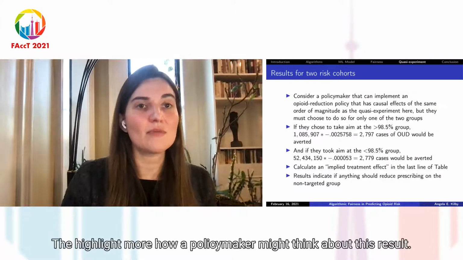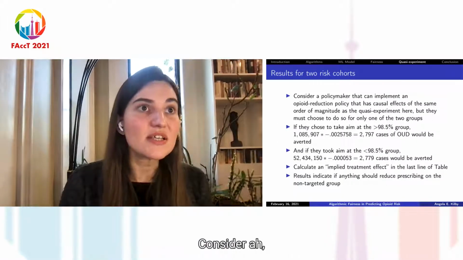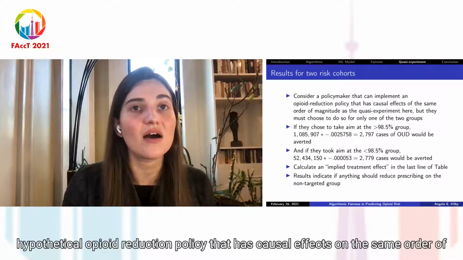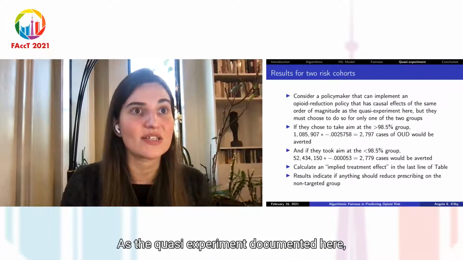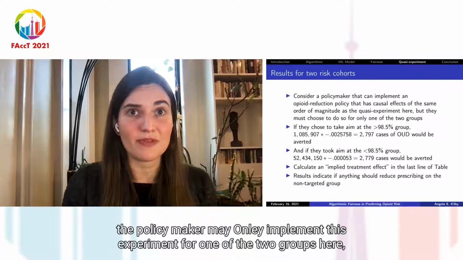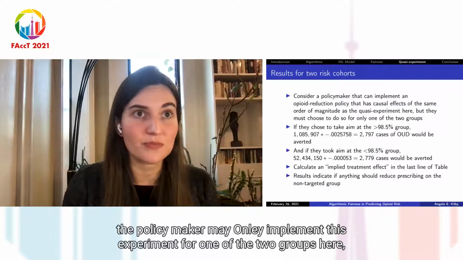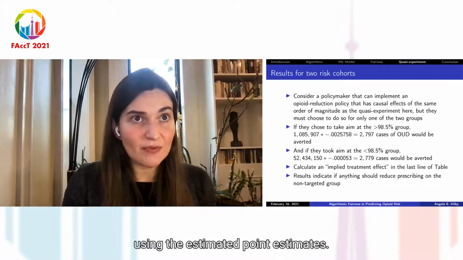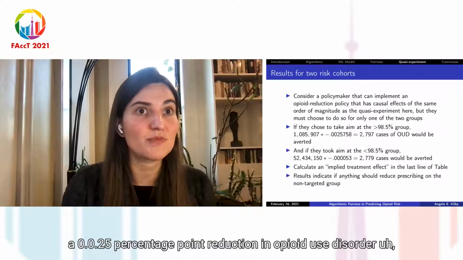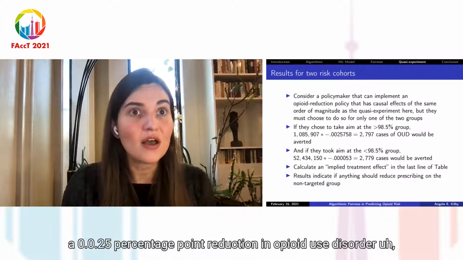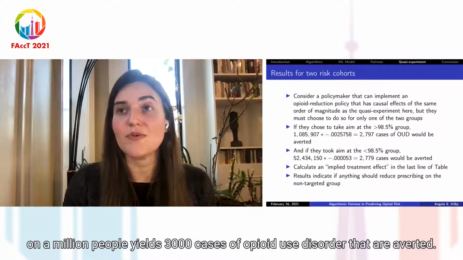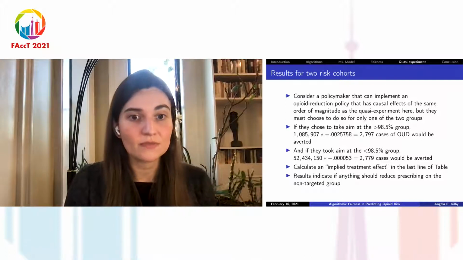To highlight more how a policymaker might think about this result, consider a hypothetical opioid reduction policy that has causal effects on the same order of magnitude as the quasi-experiment documented here. The policymaker may only implement this experiment for one of the 2 groups here. Using the estimated point estimates, we can calculate that for the targeted group, a 0.25 percentage point reduction in opioid use disorder on 1 million people yields 3,000 cases of opioid use disorder that are averted.